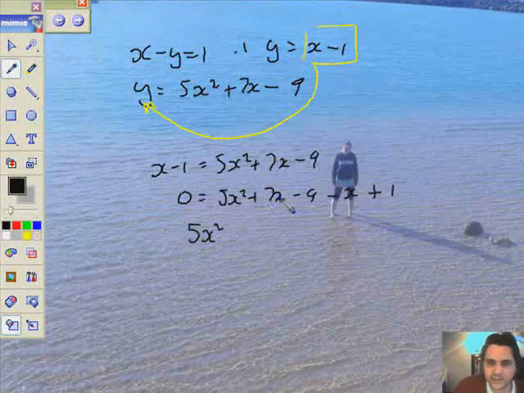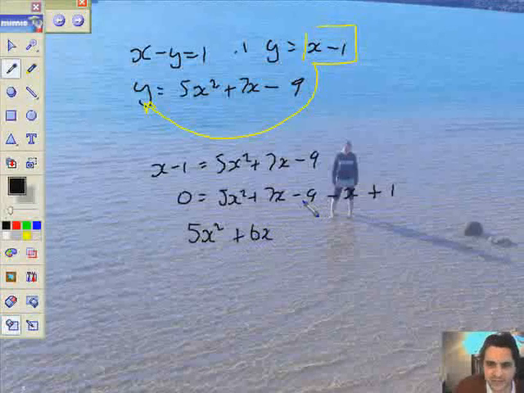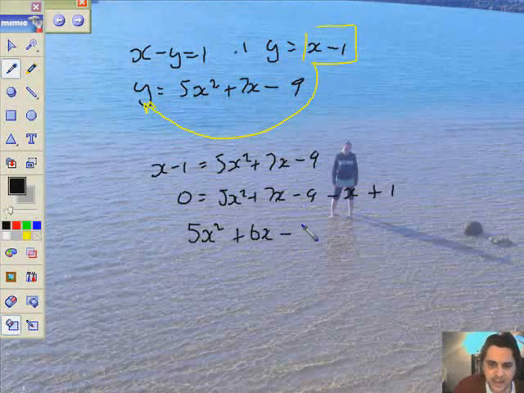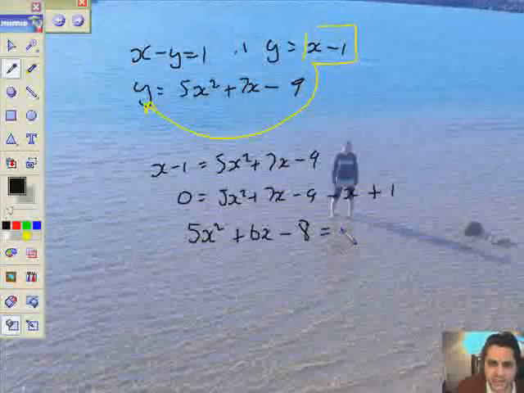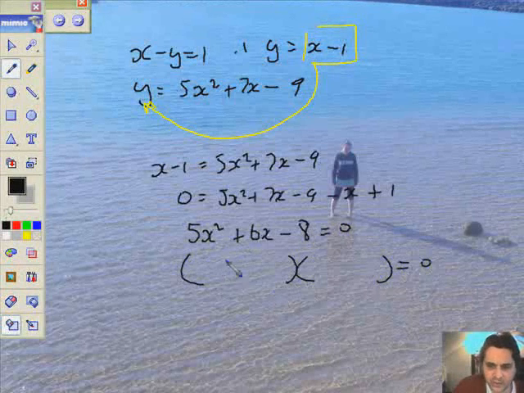5x squared, 7x minus 1x is going to be plus 6x. Minus 9 plus 1 is going to be minus 8. Well, that's going to come to 0 because we've got a quadratic. We factorise away in the normal way.